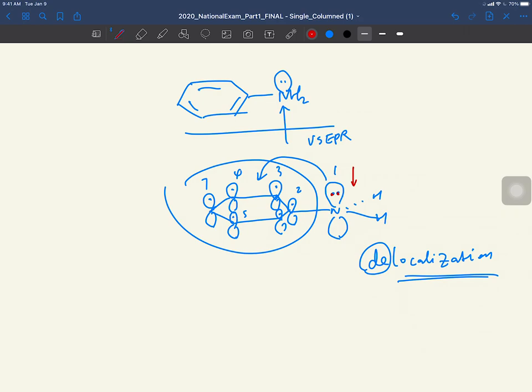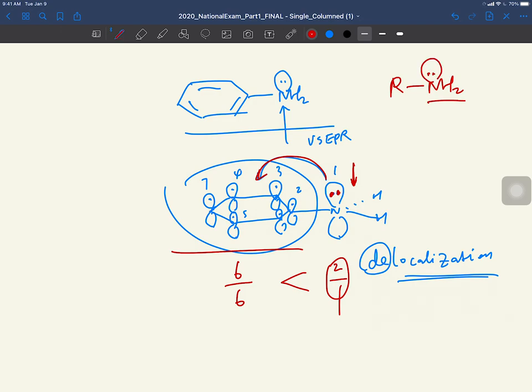Because the nitrogen has two electrons, but the six carbons have only six electrons in total. So if you compare the electron density, this is 6 over 6, this is 2 over 1. So obviously, the nitrogen has a much higher electron density than the carbon system. So after it is delocalized, the electron density here is spread, which means the electron density on this lone pair will be much lower compared to a regular amine group with a lone pair, if this lone pair is alone or separated without this kind of delocalization system.